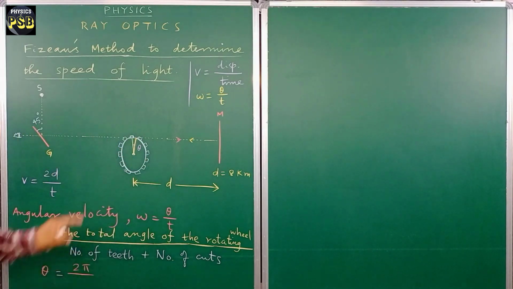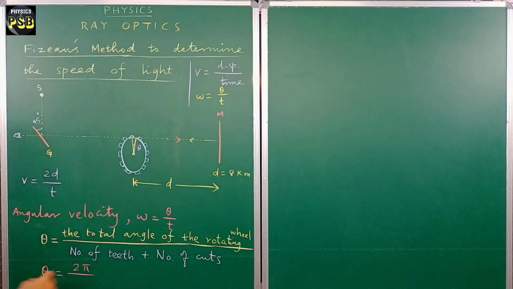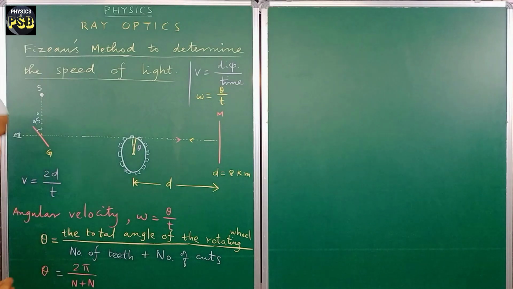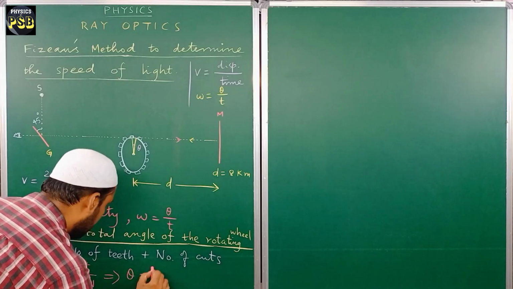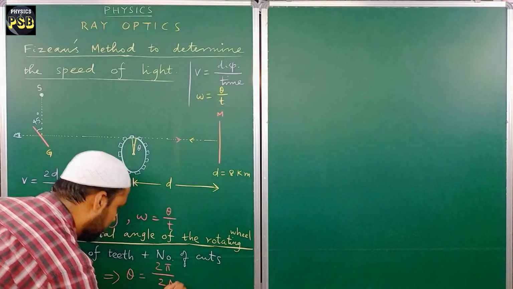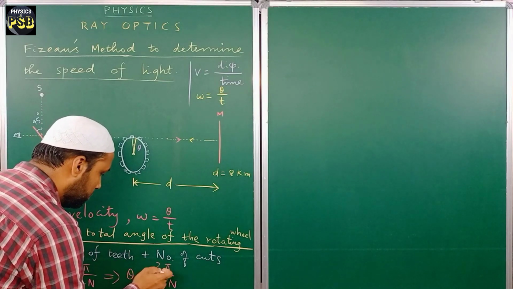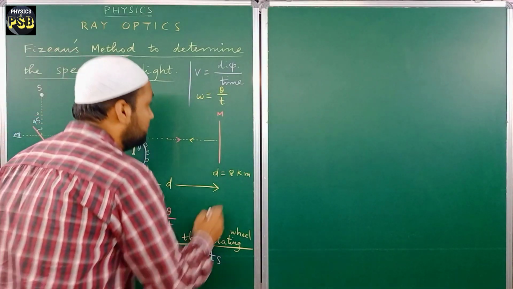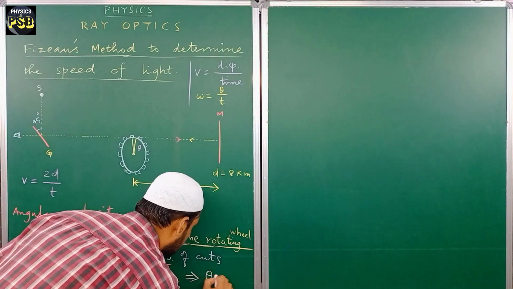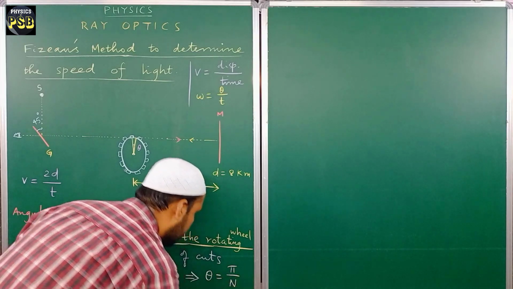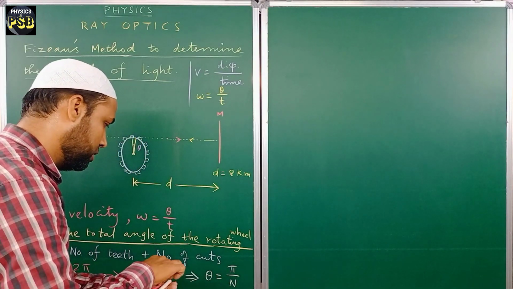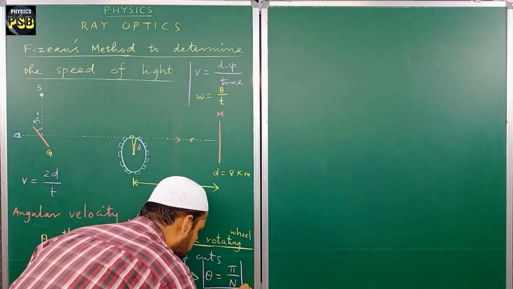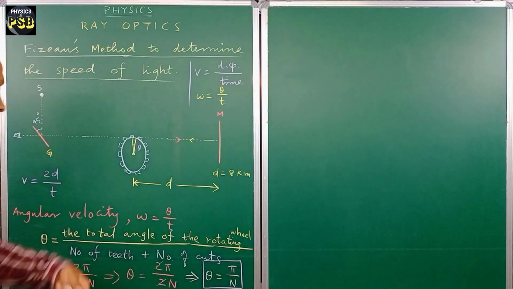It's divided by the number of teeth. Here I say that it has n number of teeth and n number of cuts. These both are the same. So what do you obtain? Here theta is found to be 2 pi upon 2n. The 2 and 2 get cancelled, and we get the value of theta to be equal to pi upon n. I just box this so that it can be used at a later stage.